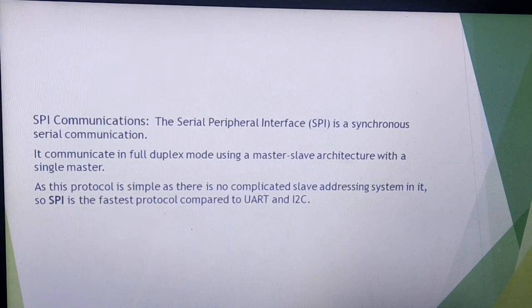SPI communications. The serial peripheral interface SPI is a synchronized serial communication. It communicates in full duplex mode using a master-slave architecture with a single master. This protocol is simple, as there is no complicated slave addressing system in it. So, SPI is the fastest protocol as compared to UART and I2C.